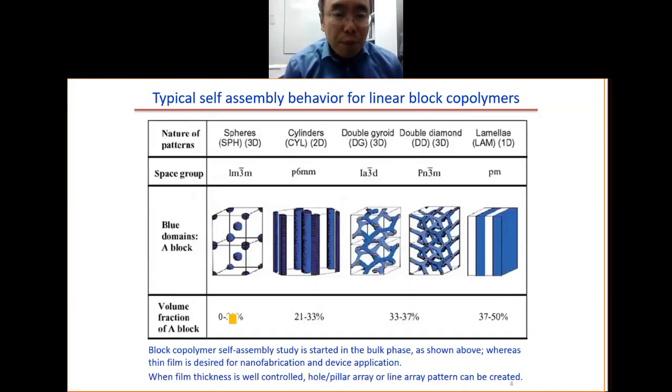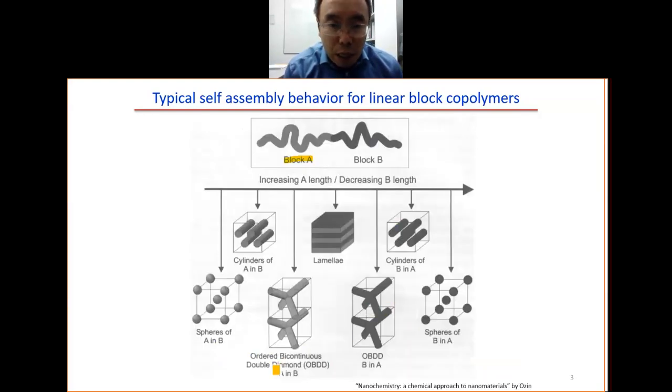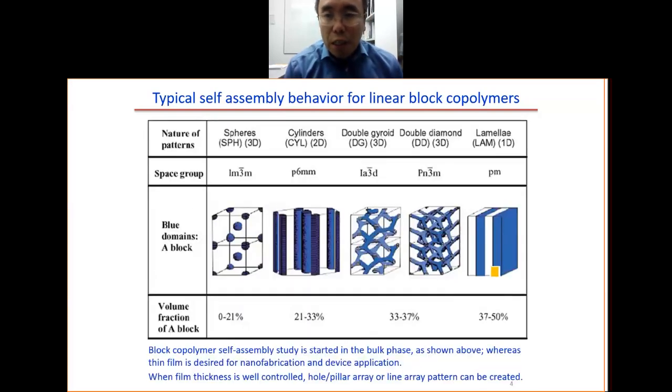This will give you some numbers. For example, from 0 to 21%, you form the spheres. 21 to 33%, you form the cylinders. 33 to 37%, you form this double diamond structure. Close to 50%, equal volume of A and B, you form these lamellae structures. This will work both in the liquid and also in the film format.